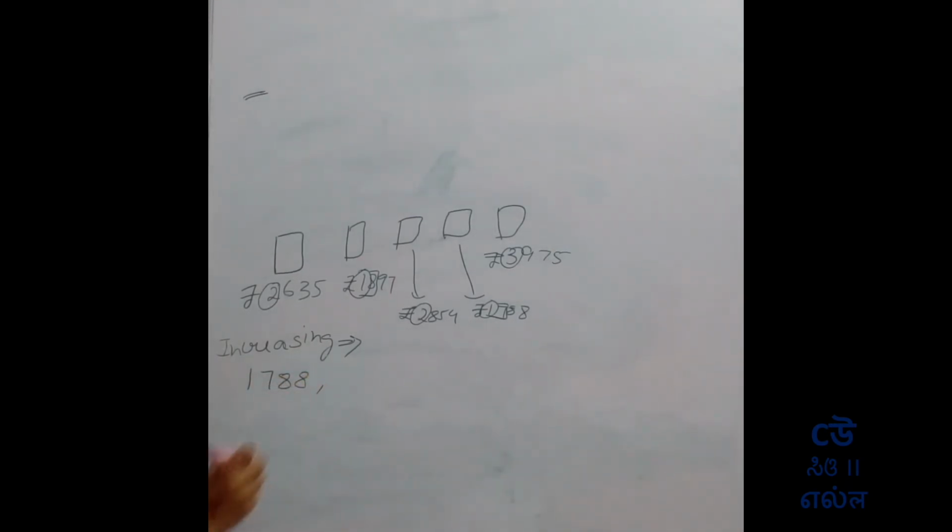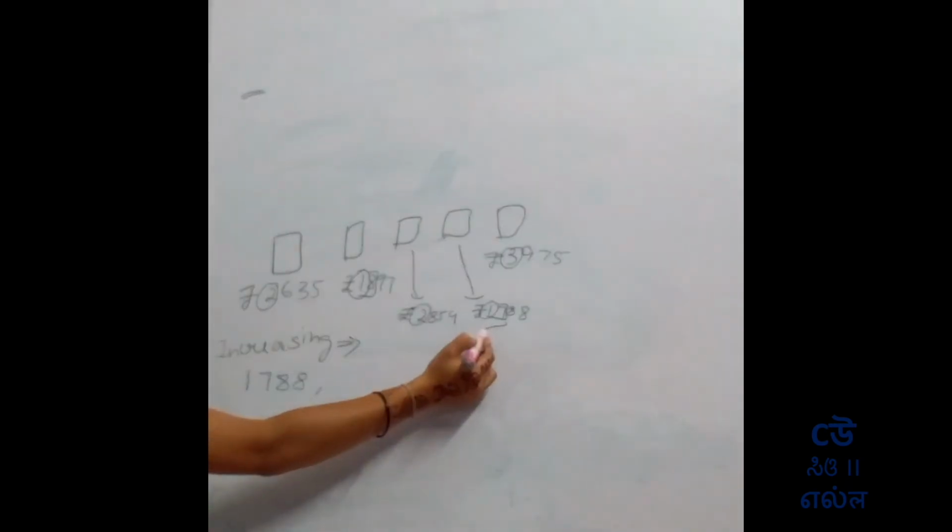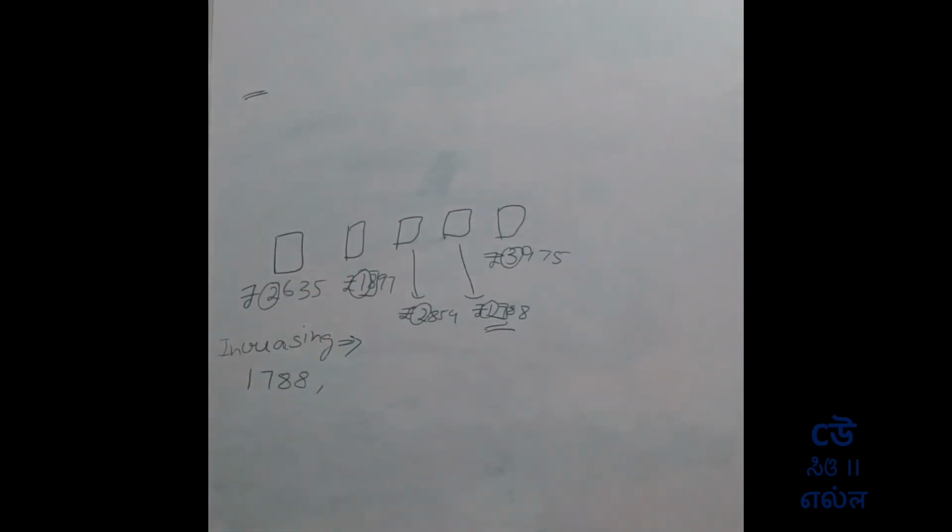1788. This is done. So the remaining after 1788, which is the smallest number, we have 1, 2, 3. 1 is the smallest. So 1. The remaining is what? 1897. So this is also done. So remaining is 2, 2, 3. Which is the smallest number? 2 is the smallest number.